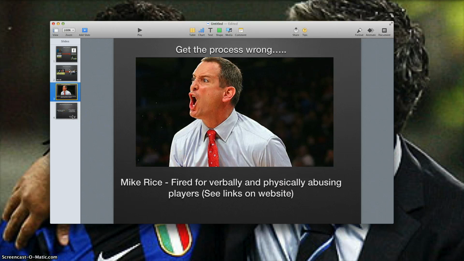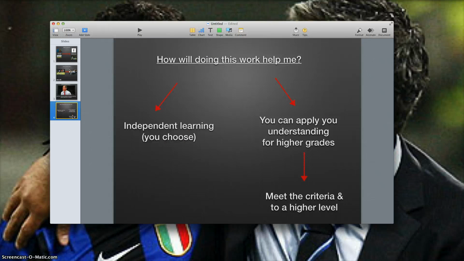So, by following this format, what's in it for you? How's it going to help me? Well, first of all, you can choose to be independent in how you learn. It allows you to get a bigger scope of things outside the classroom. It allows you to apply the understanding in your own time, particularly for the higher grades, and to meet the criteria to a higher level as well.